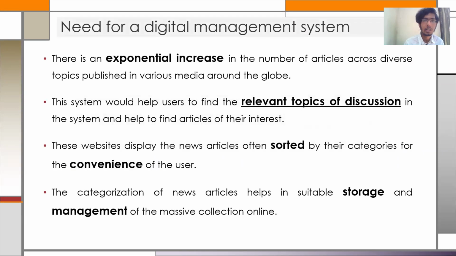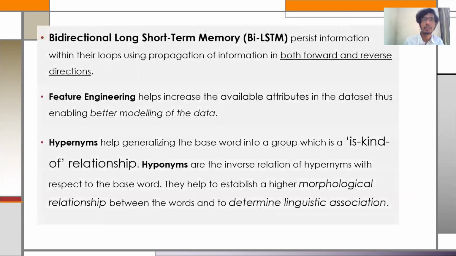In this section, I will give an introduction as to why we chose BiLSTMs and why we chose feature engineering. So what is the need for a digital management system? There is an exponential increase in the number of articles across different topics which are published in media. Users would prefer if they can find relevant topics of discussion based on articles of their interest. Websites display news articles often sorted by categories for the convenience of the user. Categorization of news articles helps in suitable storage and management of wide varieties of articles.